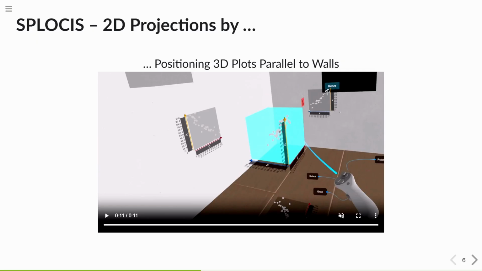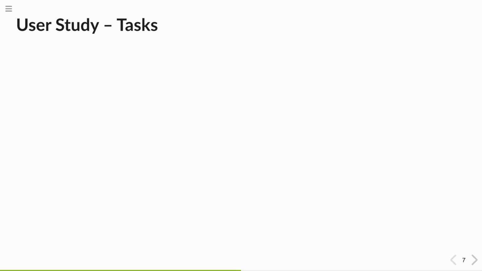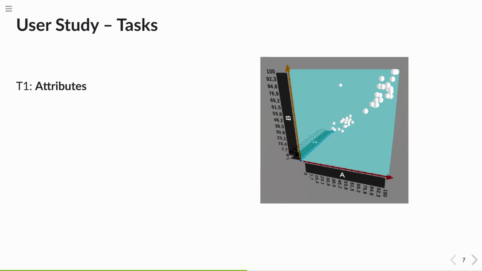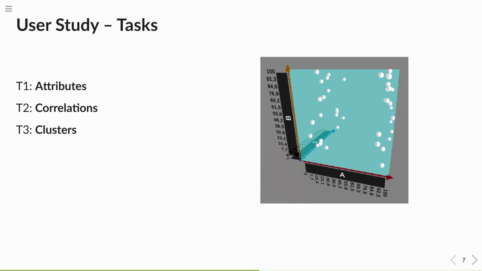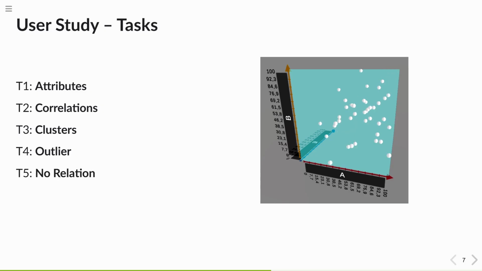To evaluate our system, we conducted a user study in which the participants had to solve typical scatterplot exploration tasks with the help of SPLOCIS. Users had to find 3D plots with 3 specific attributes, so for example A, B, C, plots with pairwise linear correlations, so where the data points follow a trend line, plots having 2 clusters, meaning that there are 2 separate point clouds, plots having an outlier, so where at least one data point does not follow the trend of the remaining data points, and plots with none of the aforementioned relationships, so a random point cloud.